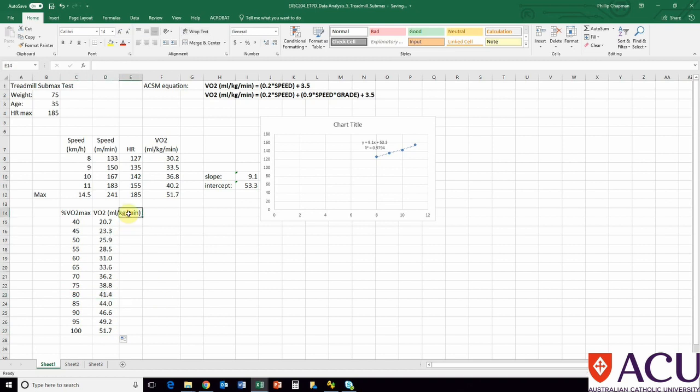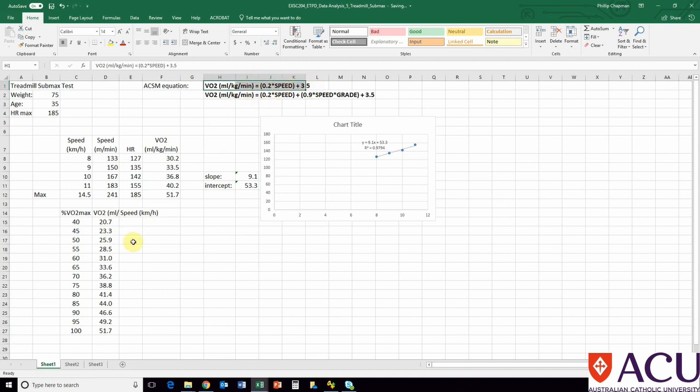Good, so now what we would need to do is calculate his speed, in terms of kilometers per hour. And so we need to look at the relationship between his VO2 and speed. So in this case, we need to use the metabolic equations. So remember this equation up here, the VO2 is equal to 0.2 times the speed plus 3.5.